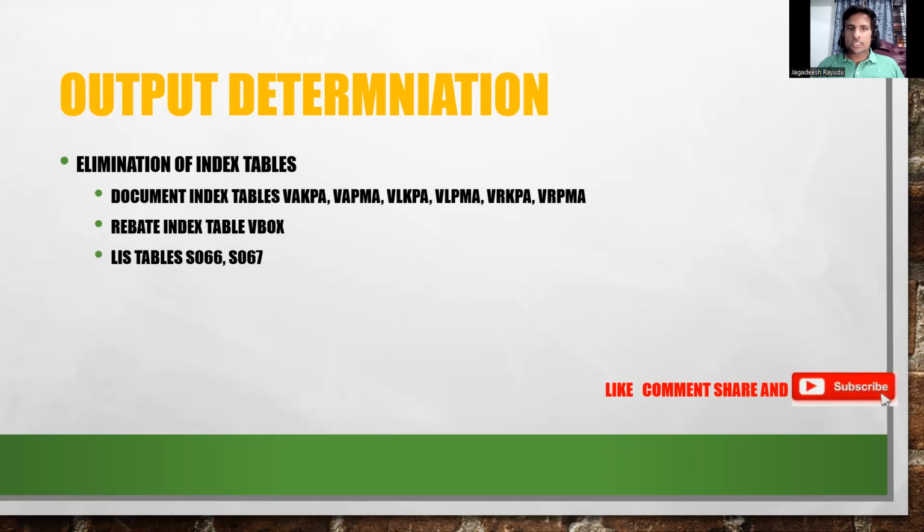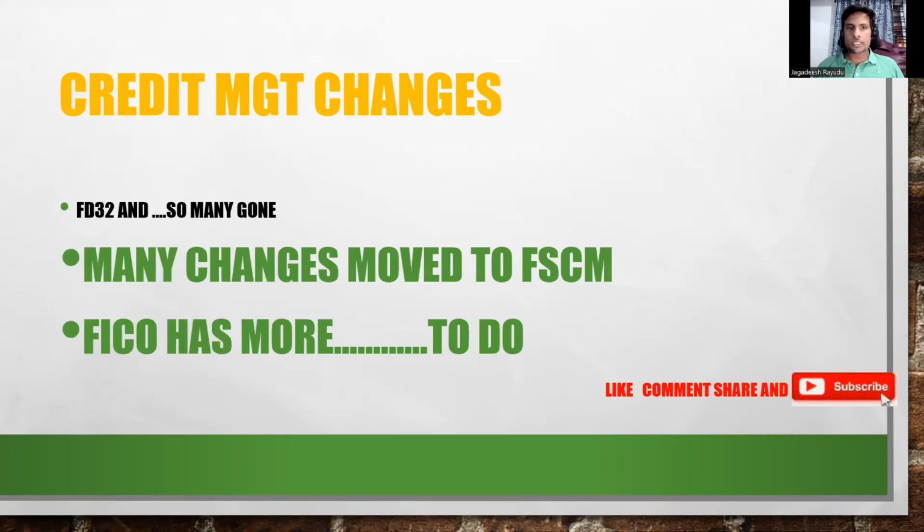Okay, index tables like VAKPA, VAKPM, all these tables, and your LIS tables and rebate index VBOX got removed. This is a big change. This is a required change in terms of your hardware, RAM, and space and all those things, which will come into play.